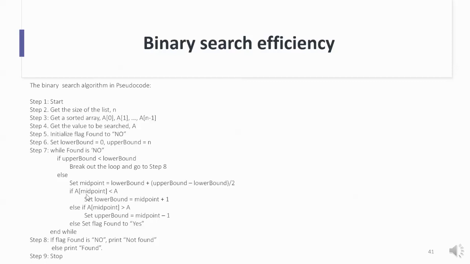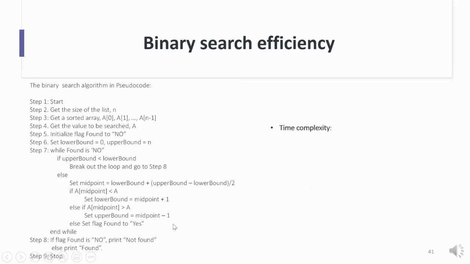And then it will go back and check whether found is no or not. So we can see inside the while loop body, there is a chance to set found to yes. When found is yes, we will move to the next step, step 8. Step 8, if flag found is no, print not found. Else print found. And then step 9, stop.